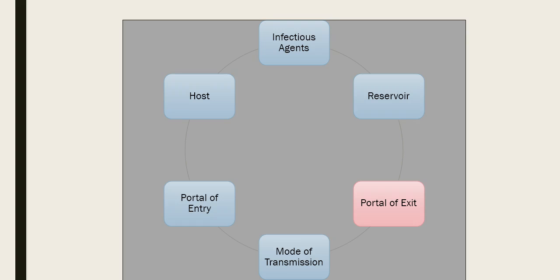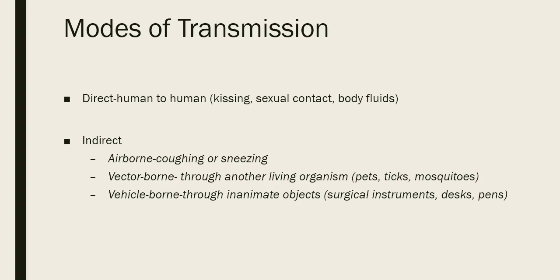Portal of exit is how the pathogen is going to leave the reservoir to get to the host. And there are a variety of portals of exit. It could be a bite, it could be direct contact, it could be a break in the skin. So what's really important in discussing that is the mode of transmission. And this is the way it's transmitted. So there are basic ways that you will see in the literature that diseases are transmitted. The 2 main ways are either direct or indirect.